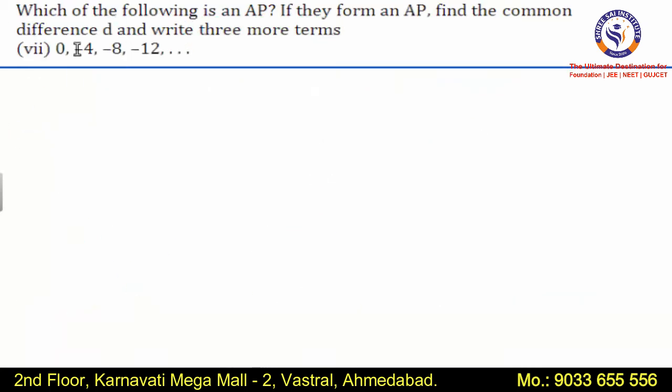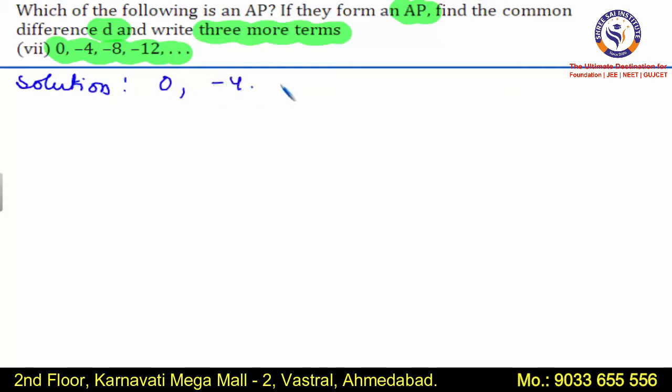This question says, does the given list of numbers form an AP? And if they form an AP, find the common difference D and write 3 more terms. The given set of numbers are 0, minus 4, minus 8, minus 12 and so on. Let us denote the terms of the given list of numbers by A1, A2, A3, A4 and so on.